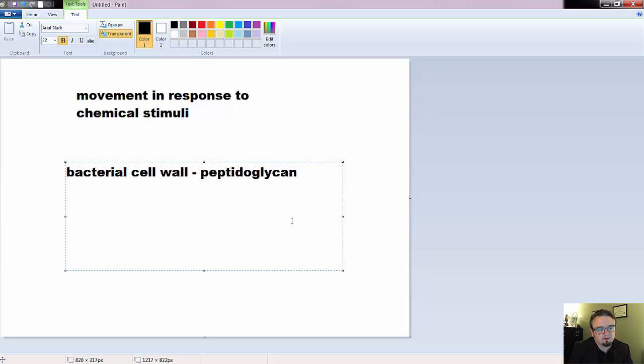The other one, lipopolysaccharide. This exclusively comes from a gram-negative bacterium's outer membrane.